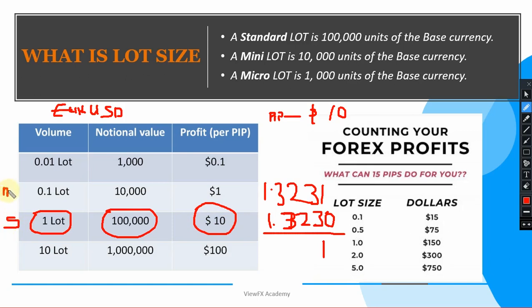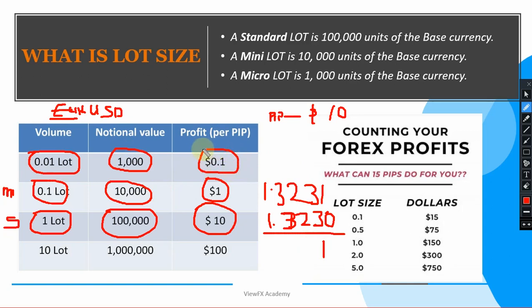If you're trading a mini lot size, which is $10,000 worth of euro, each pip is going to be worth $1. And if you're trading the micro lot size, which gives you 1,000 units of euro, each movement, each pip is going to cost this. So this is where most people get confused, and this is where most people blow their account.